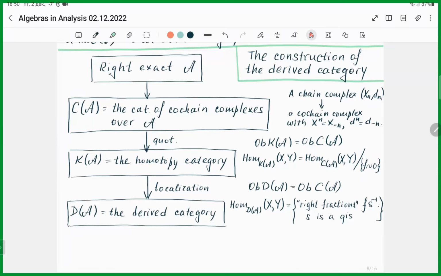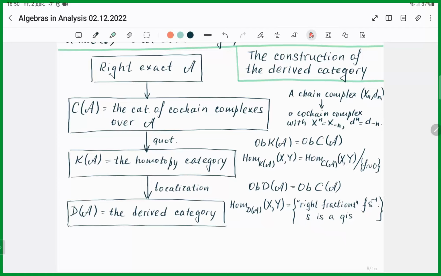And the final step in our construction is so-called localization. Roughly, we take the homotopic category and we add new morphisms to this category. So the goal is to make all quasi-isomorphisms invertible. And so the objects of the derived category are still co-chain complexes. And the morphisms can be thought of as fractions, or more exactly right fractions of this form, where F is an arbitrary morphism and S is a quasi-isomorphism.